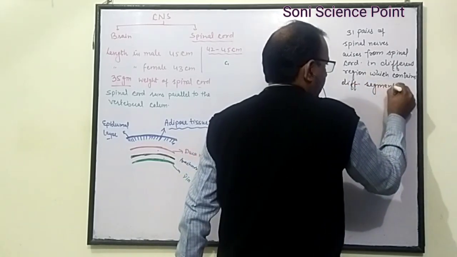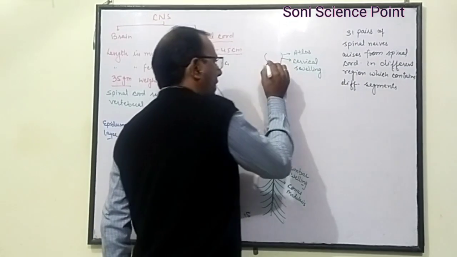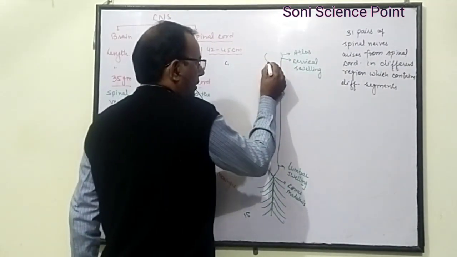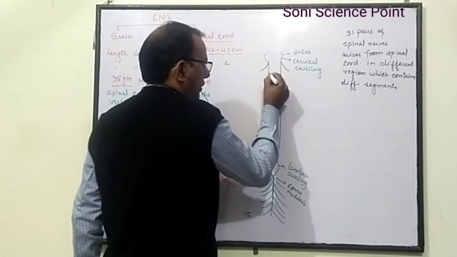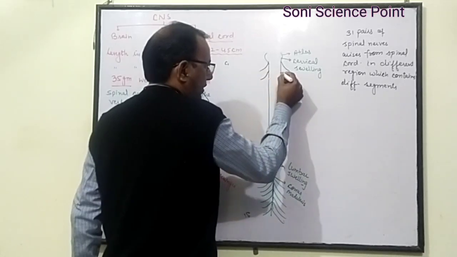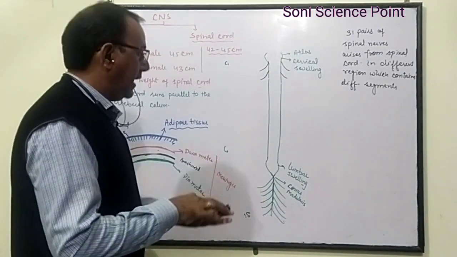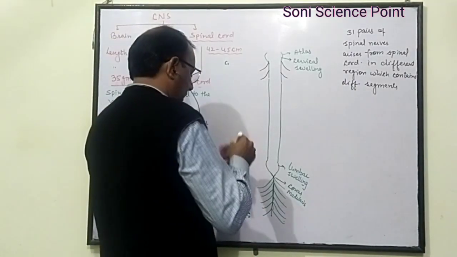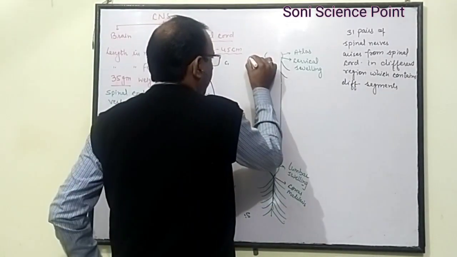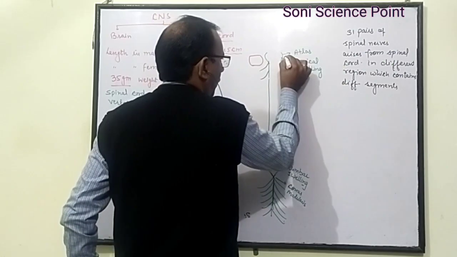These segments are in the cervical region. There are eight pairs of spinal nerves arising here. These spinal nerves arise, and outside the spinal cord there are the bones of the vertebra. This is the bone of the vertebra.